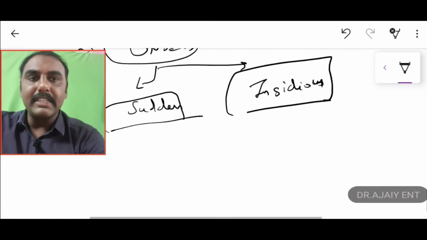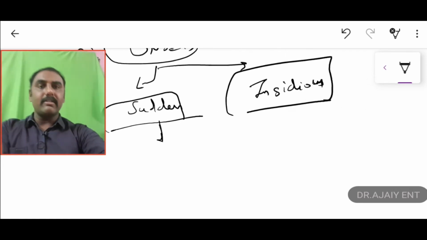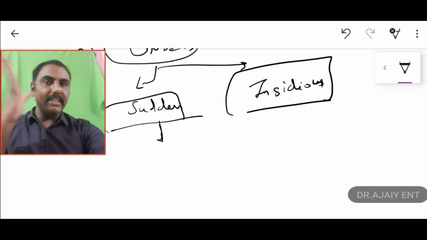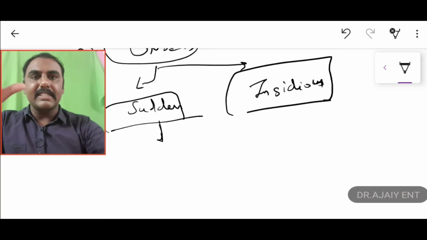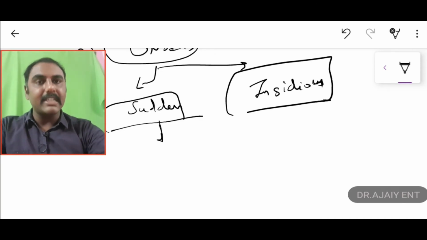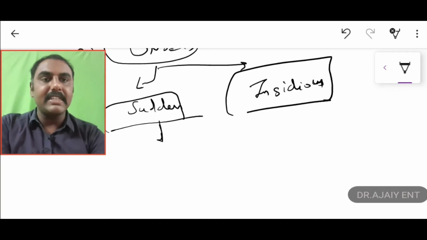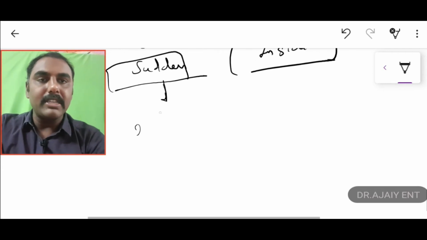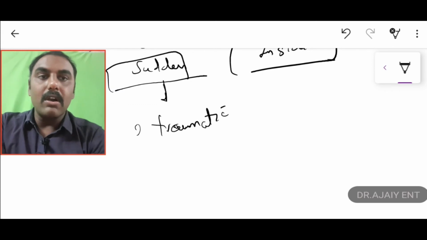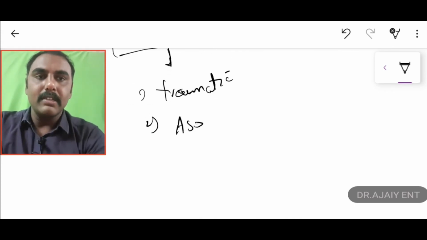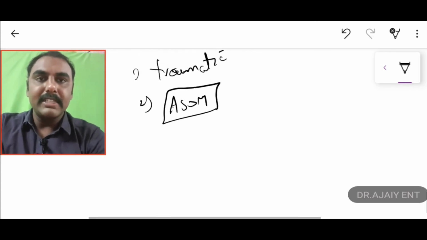So what are the conditions which can present with a sudden onset of ear discharge? Sudden onset: the patient was clinically fine till yesterday, and suddenly gets an ear discharge. What are the conditions which can present with a sudden onset of ear discharge? The commonest one could be either traumatic, okay, or a case of ASOM. So what stage of ASOM?